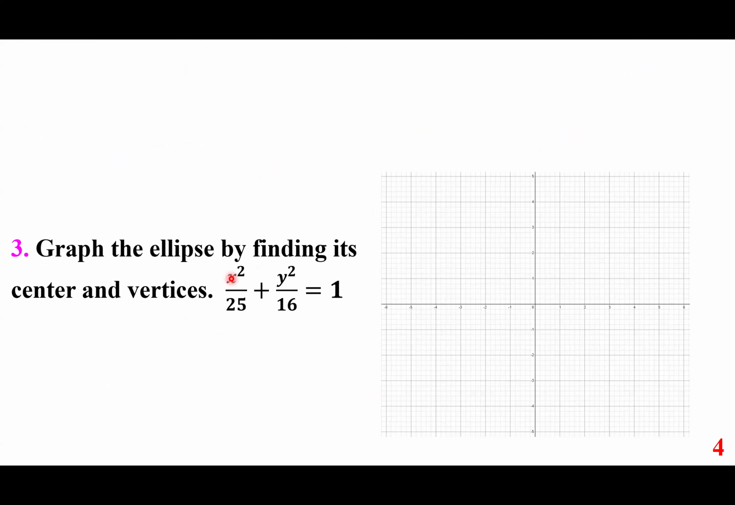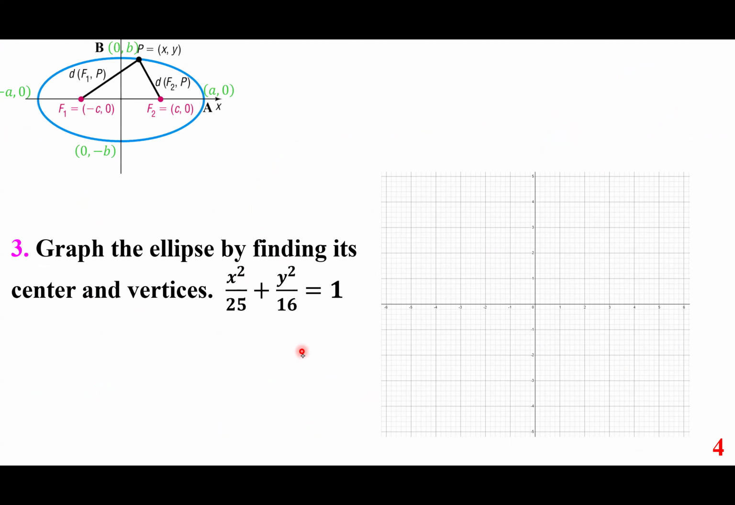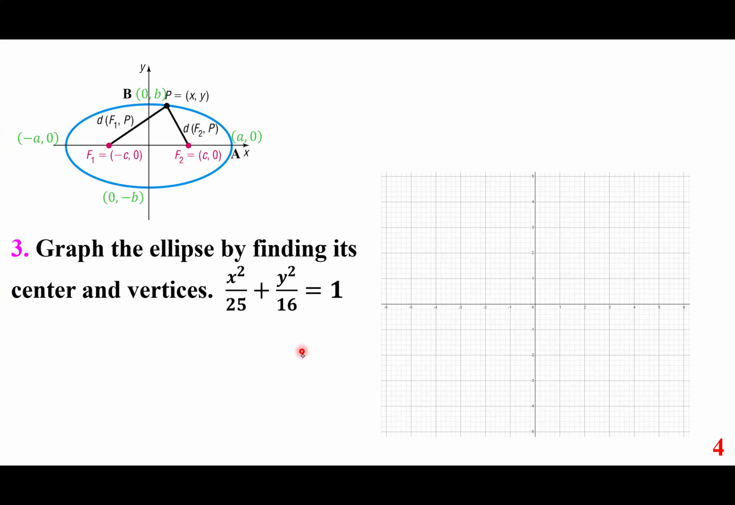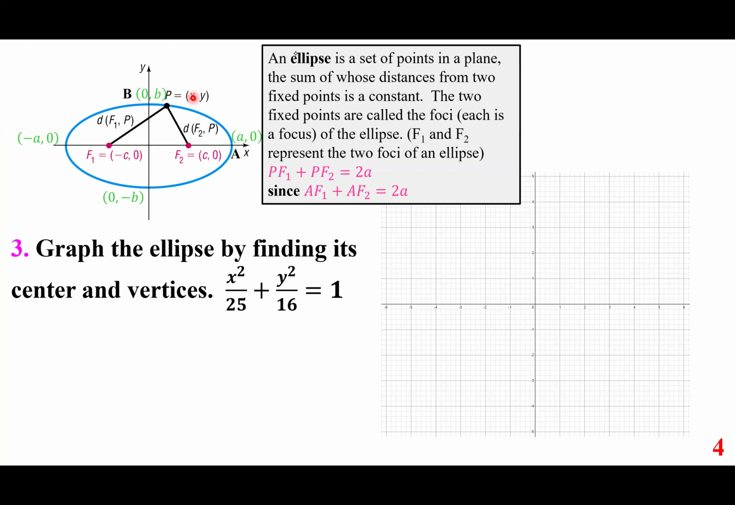Graph the ellipse by finding its center and vertices: x squared over 25 plus y squared over 16 equals 1. Well, here's an ellipse. Any point on an ellipse has coordinates x, y. And here's the definition. An ellipse is a set of points in a plane, the sum of whose distances from two fixed points is a constant.